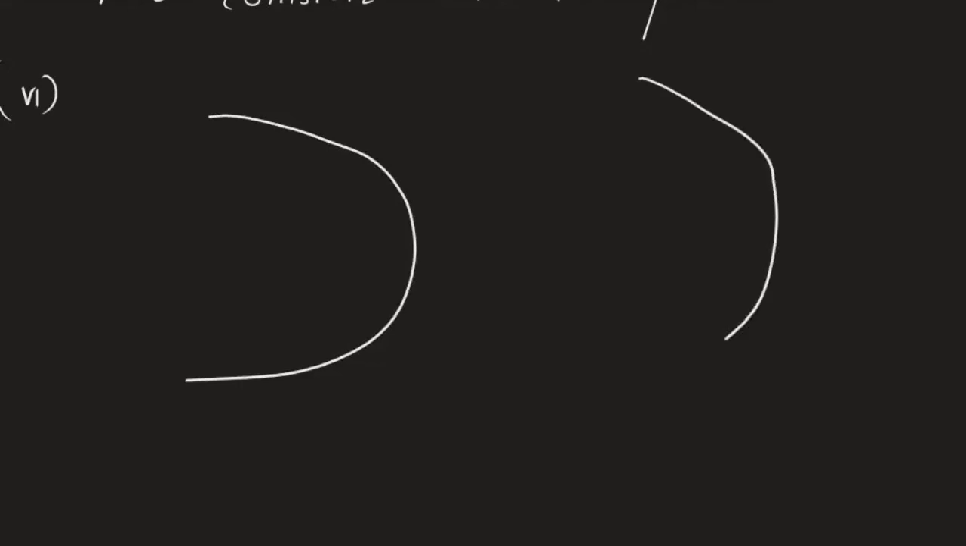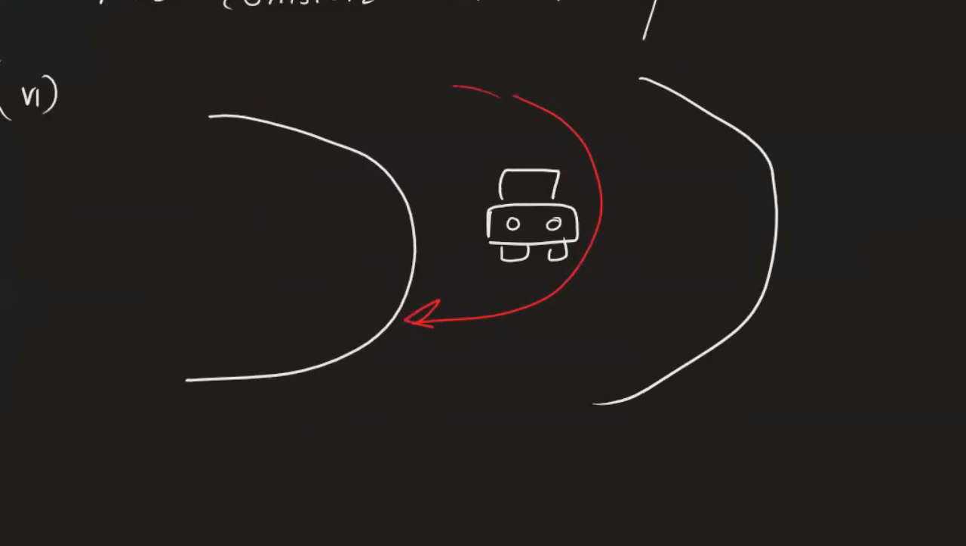Here, simply, there is a circular road, and on it there is a vehicle moving. This is the front end of the vehicle. Now, if it needs to take this curve, this is the radius. If it is taking this curve, then it's performing a circular motion.